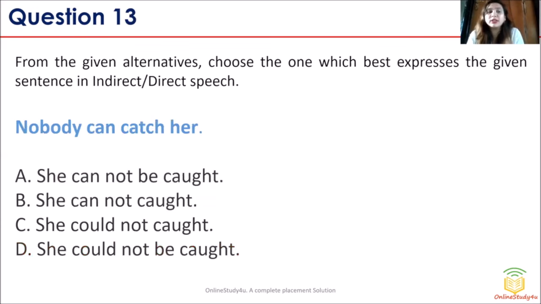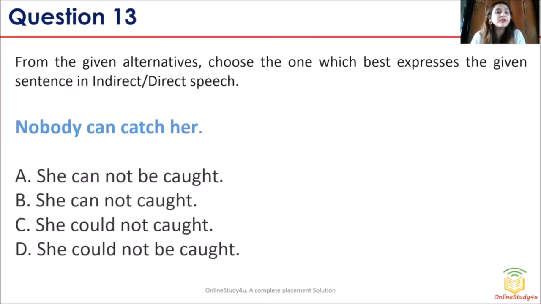Now, when you move to question 13, nobody can catch her, right? So we are talking about 2 elements, nobody and her, and the action is catch. So if we have to express it in the other speech, she cannot be caught, okay? She cannot caught. She could not caught. She could not be caught. Which one is the correct answer? Nobody can catch her. She cannot be caught. She cannot caught. That is definitely incorrect. She could not caught. Again, that is also incorrect. She could not be caught.